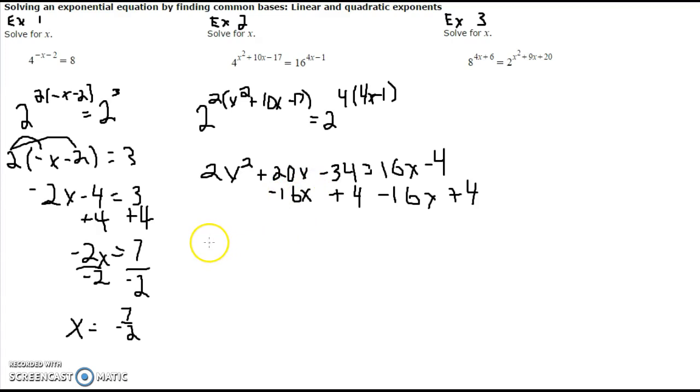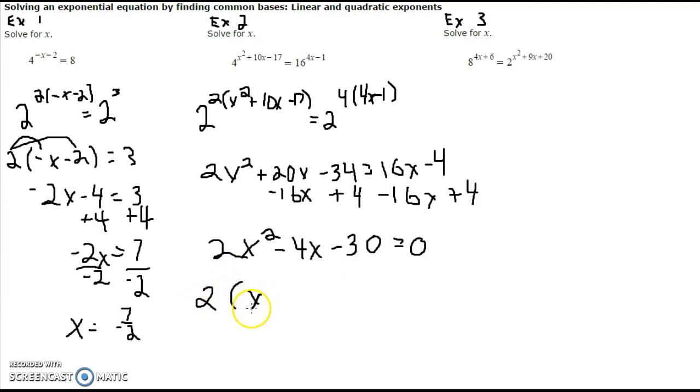That will leave us with 2x squared minus 4x minus 30 equals 0. And at this point, I need to factor. I notice that there's a greatest common factor, so I'll pull out a 2, and that's going to leave me with x squared minus 2x minus 15 equals 0.